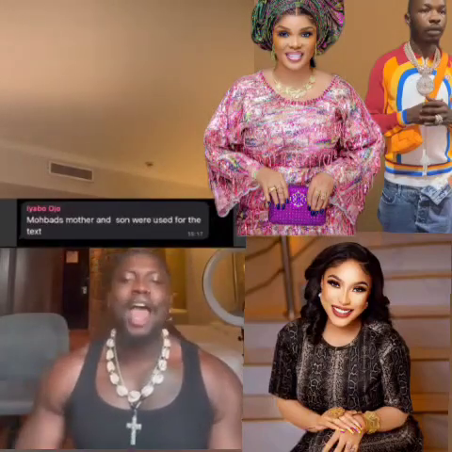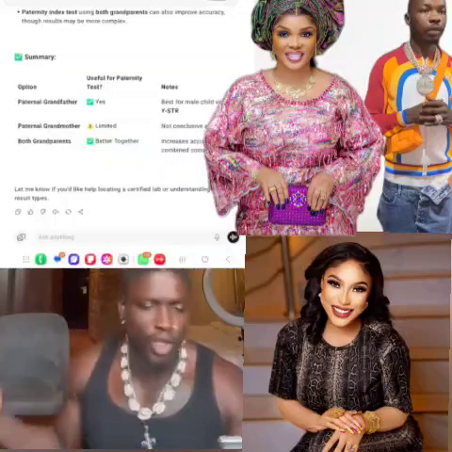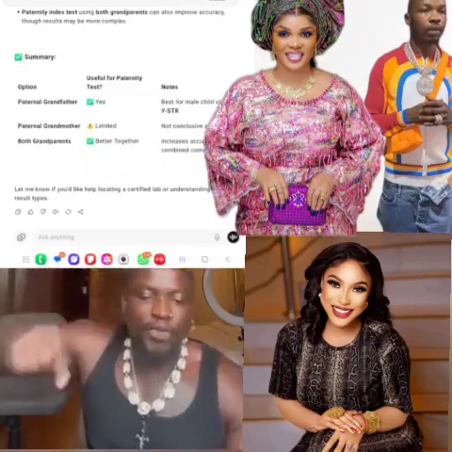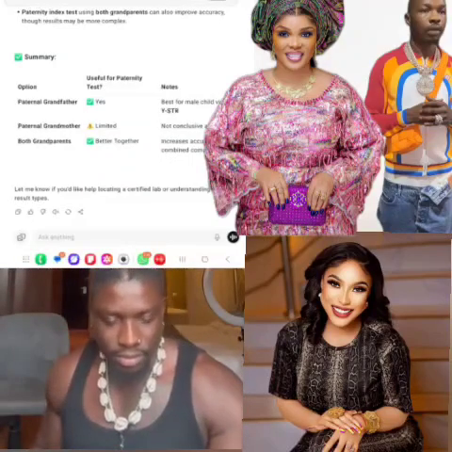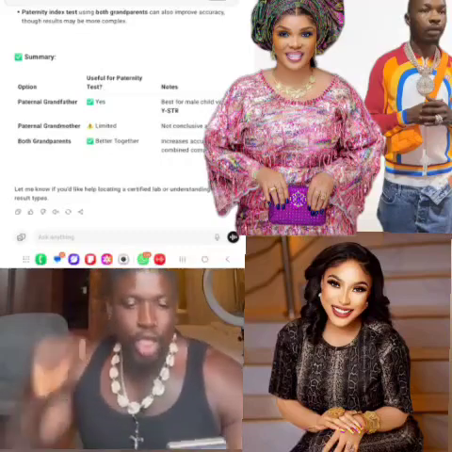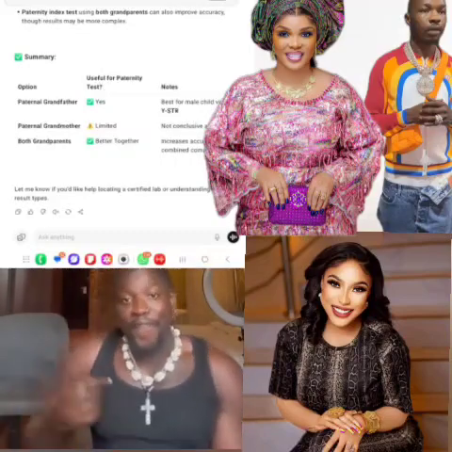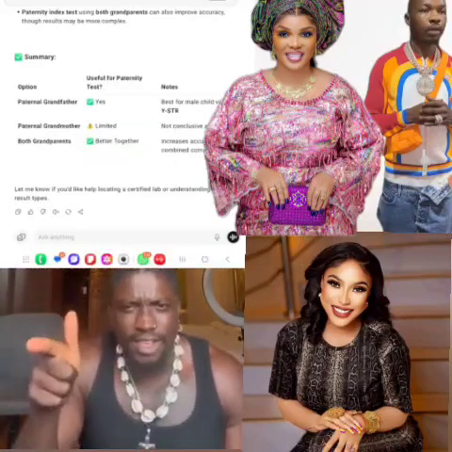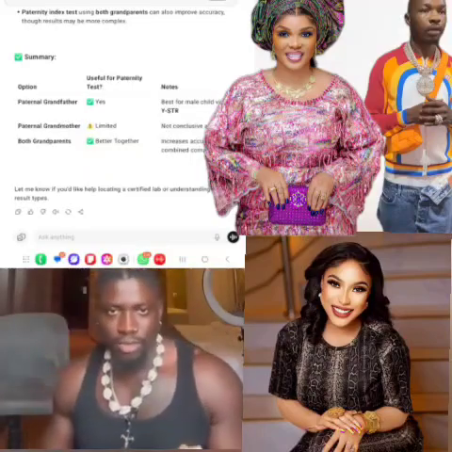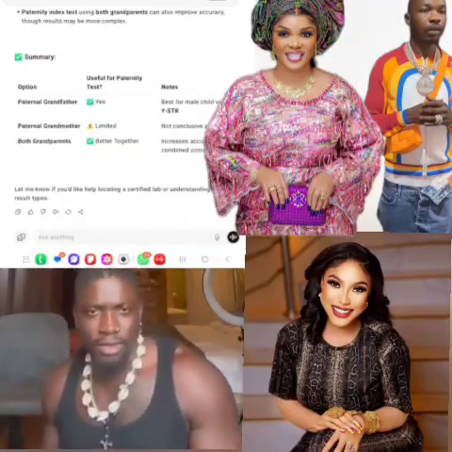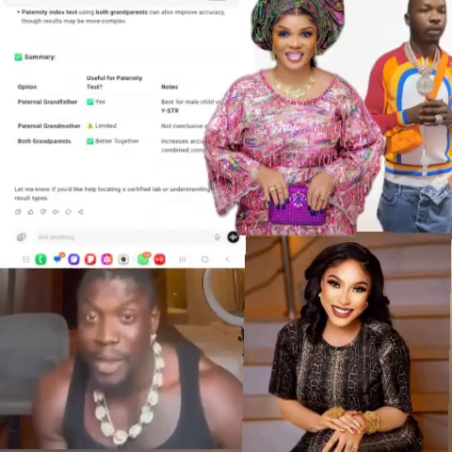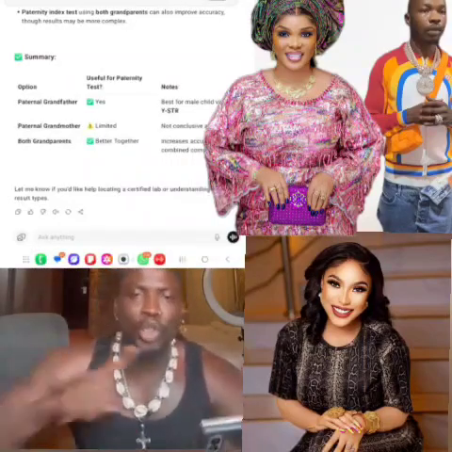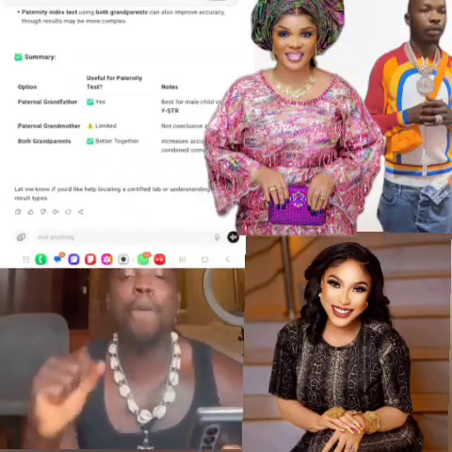But we continue. Now, summary of everything. Summary, option useful for paternity testing. Listen: paternal grandfather, yes, best for male child via Y-STR. Paternal grandmother, limited, not conclusive alone. For the grandfather, the accuracy will be a little bit more to say, yes, now my son, Mohbad, now I born this boy. But for the mother, it is not conclusive. The percentage will be very, very low. Now, both grandparents together are better, increasing accuracy via combined comparison.